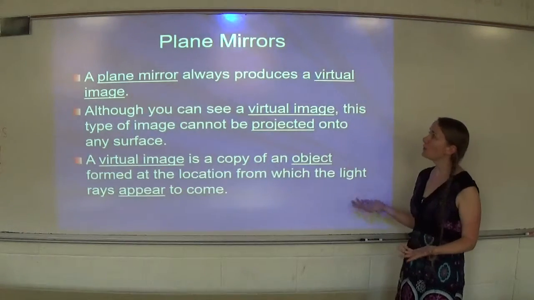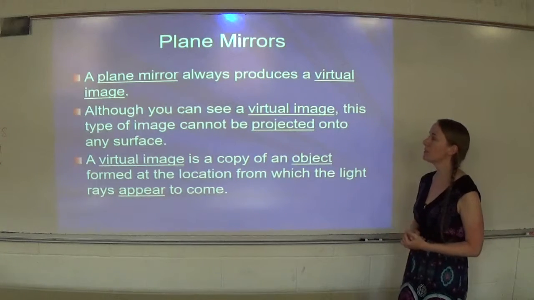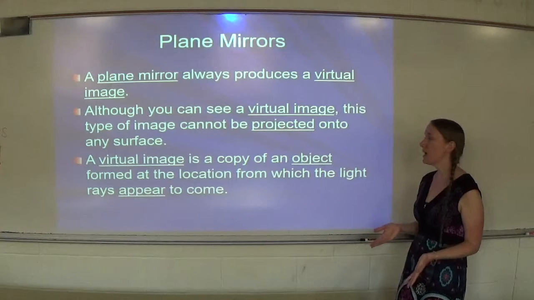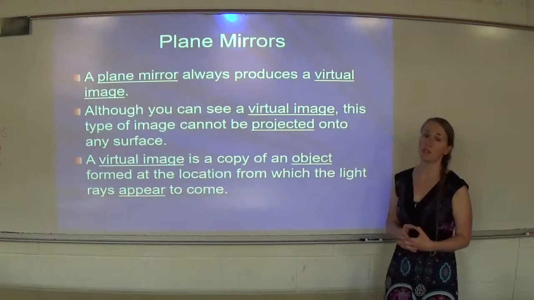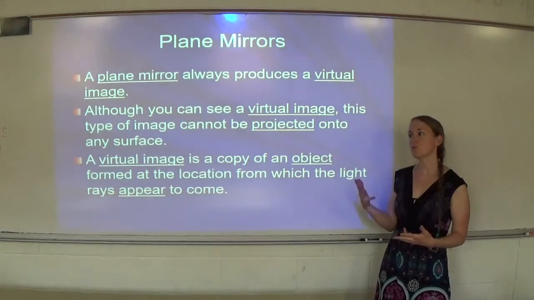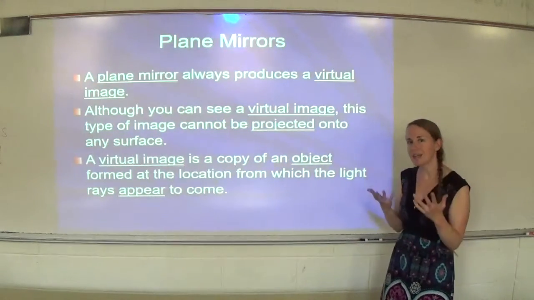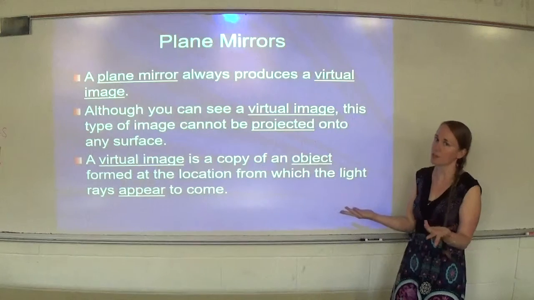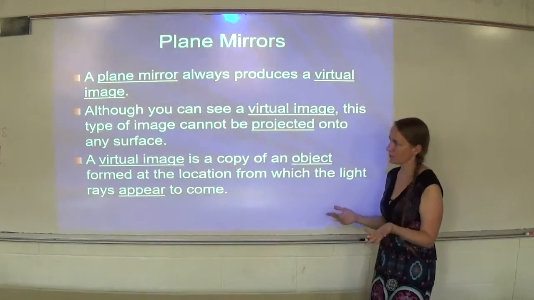A plane mirror always produces a virtual image. Although you can see a virtual image, this type of image cannot be projected onto any surface. A virtual image is a copy of an object formed at the location from which the light rays appear to come. So there's no actual image behind the mirror. It's just our eyes make us think that it's coming from behind the mirror, because that's where the light rays appear to come. So I can't use the mirror to project the image on a surface.